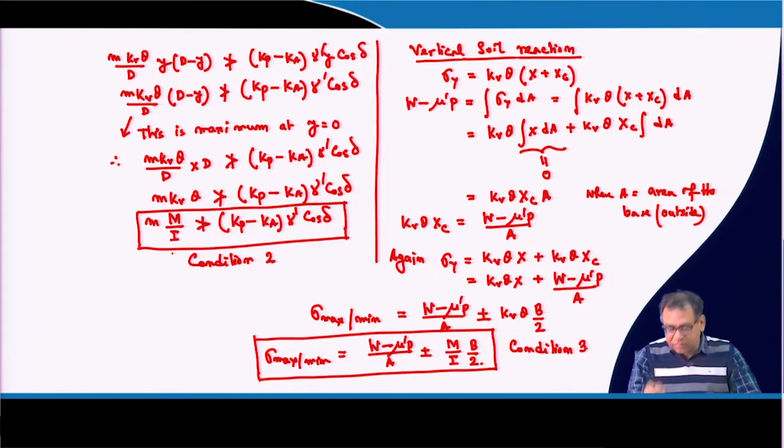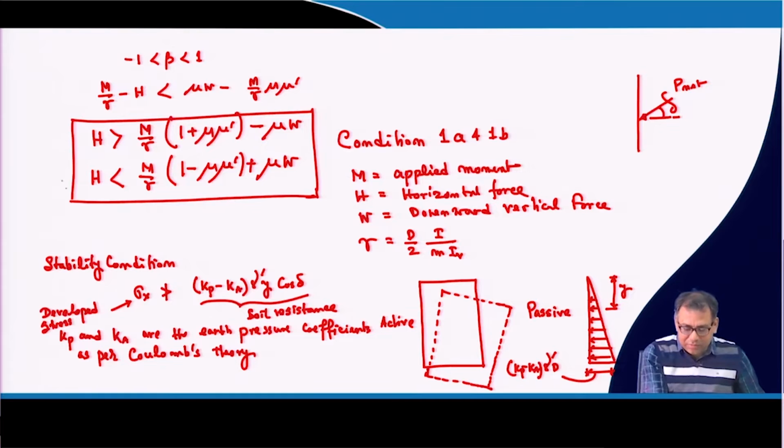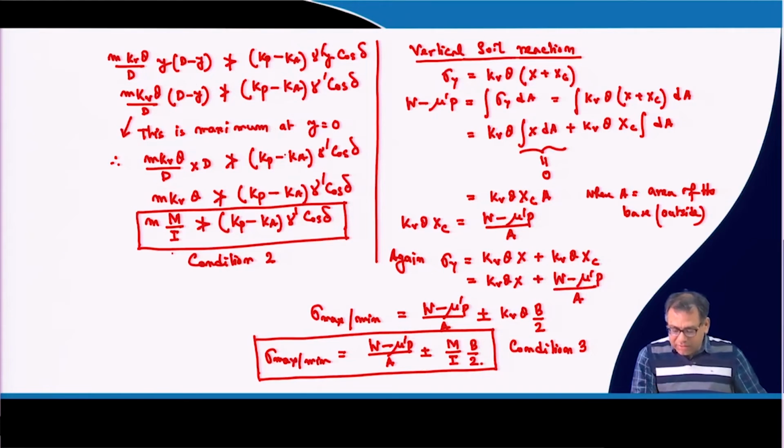There are two conditions. If I put plus, there will be one, if I put minus, there will be another, but those are the maximum and minimum stresses. So, these are the conditions. These three conditions we have to check as per the elastic theory method for the stability of the well. So, this is condition 1, this is condition 2, and this is condition 3. Okay, so this is one method, that is the elastic theory method.